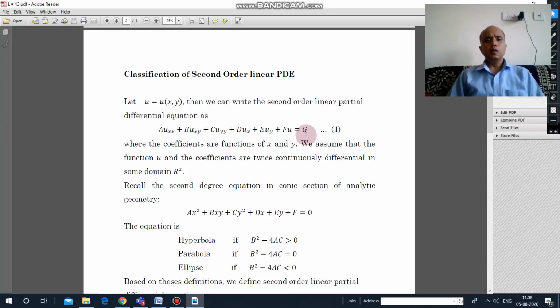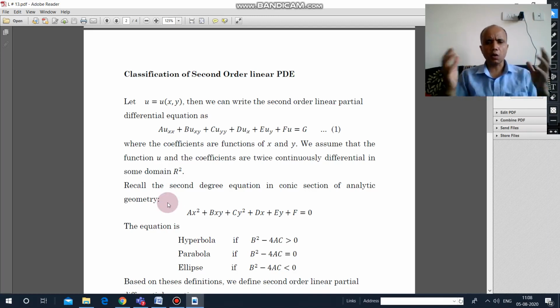Clear? Now look at this sentence. We assume that the function u and coefficients are twice continuously differentiable in some domain R square. It means because we are dealing with second order linear partial differential equation, therefore these coefficients must be differentiable, twice differentiable. Clear? And continuous means without any breaking. Clear? Now, how can we classify this second order linear partial differential equation?